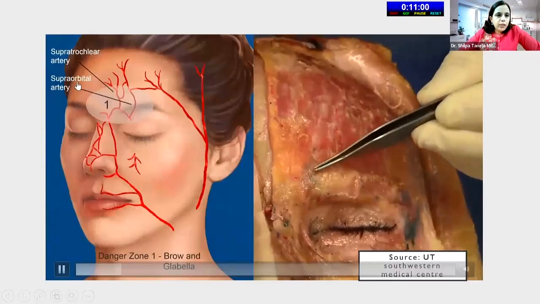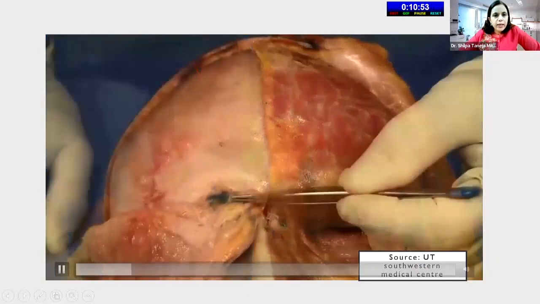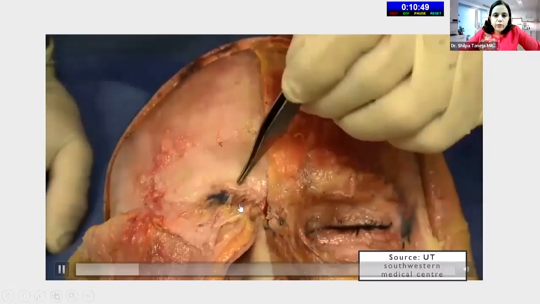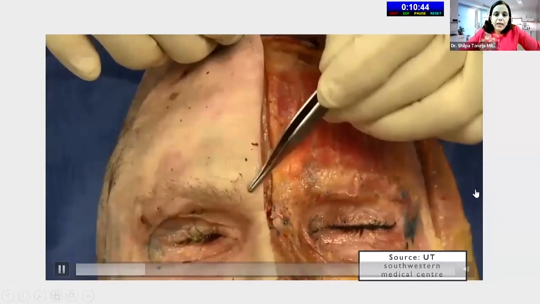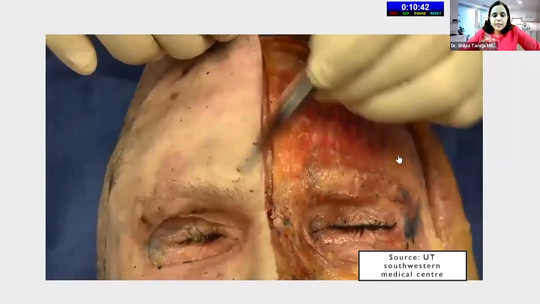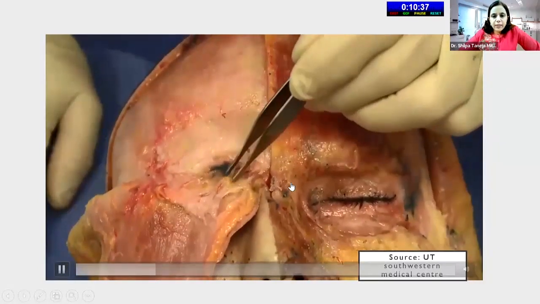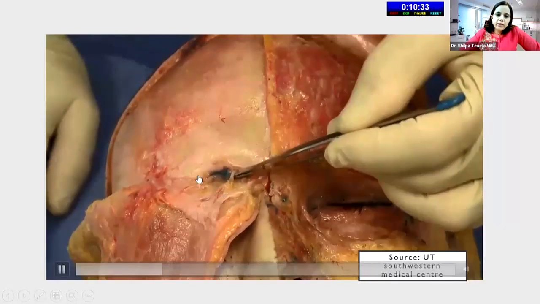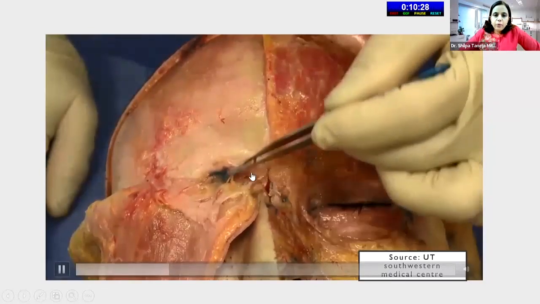The supratrochlear and supraorbital arteries anastomose here in this area and form the most important zone and can be considered as a danger zone because any retrograde flow in these can lead to blindness. In many of the surveys, it has been seen that glabellar injection of filler is the most common cause of blindness in patients.